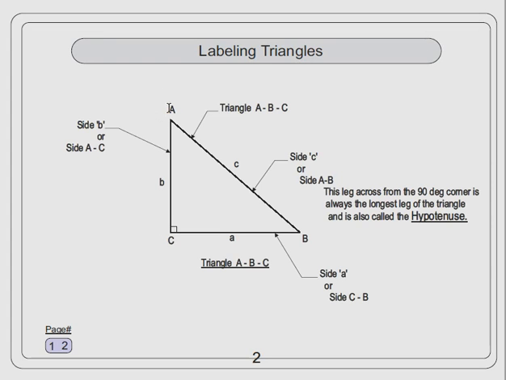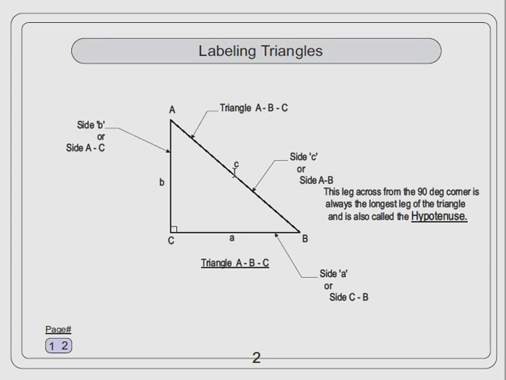And across from this lowercase a, we have an uppercase A, identifying this angle here as angle A. And then the same thing goes for this lowercase b, and across from that is an angle identified as a B with an uppercase B.